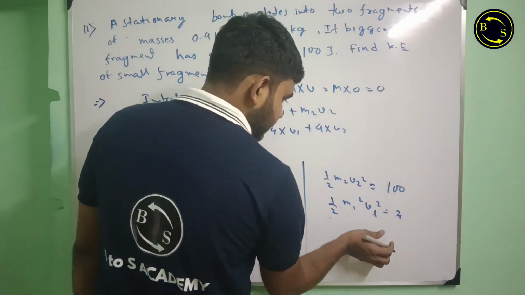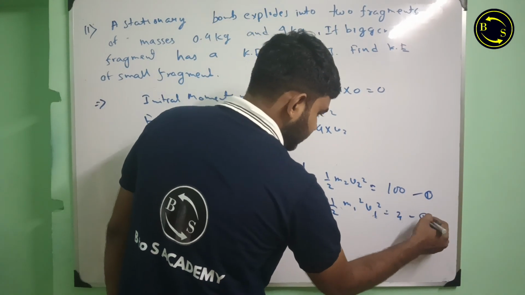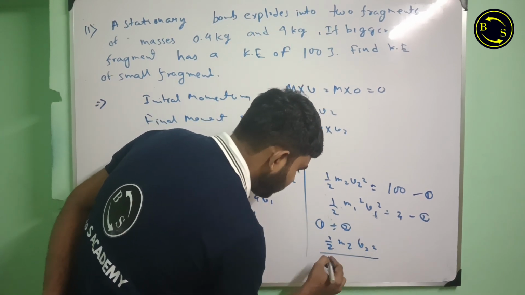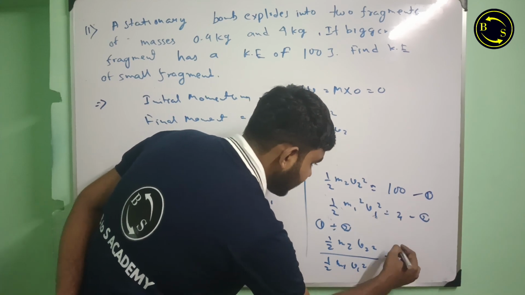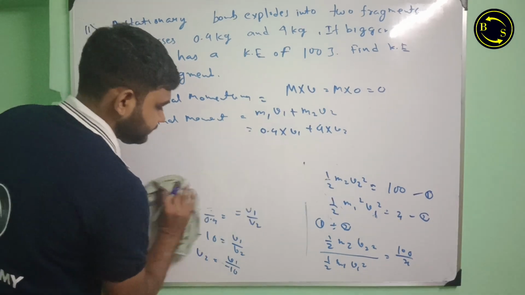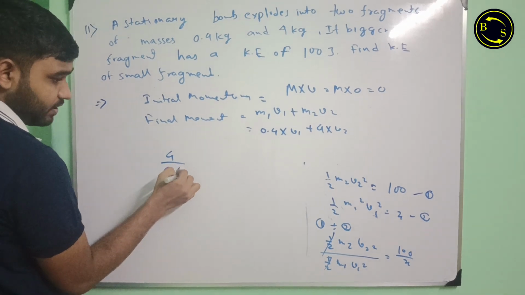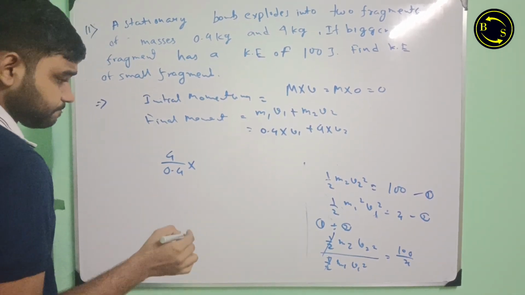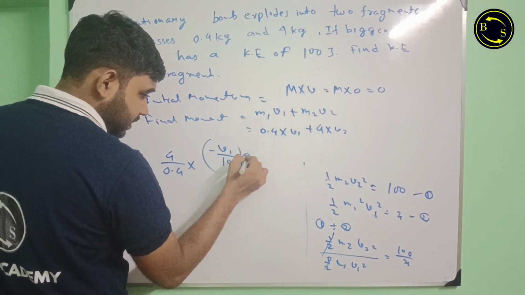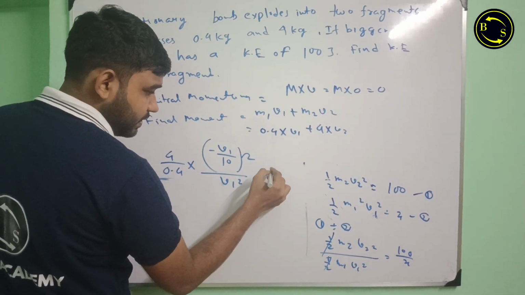We divide these two, equation 1 and equation 2. So 1 divided by 2, we get half m2 v2 square by half m1 v1 square. This gives us 100 by x. Then m2 is the bigger fragment, 4 by 0.4 into v2, which means v1 by minus 10 whole square, is equal to v1 square is equal to 100 by x.